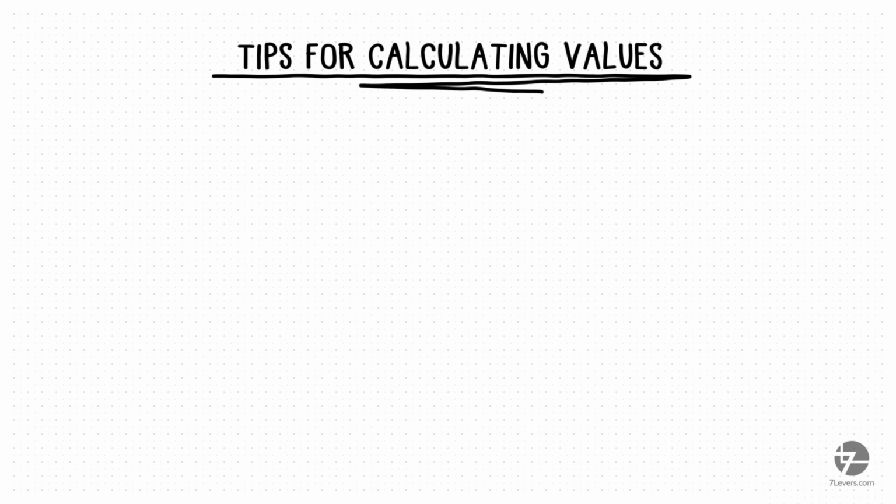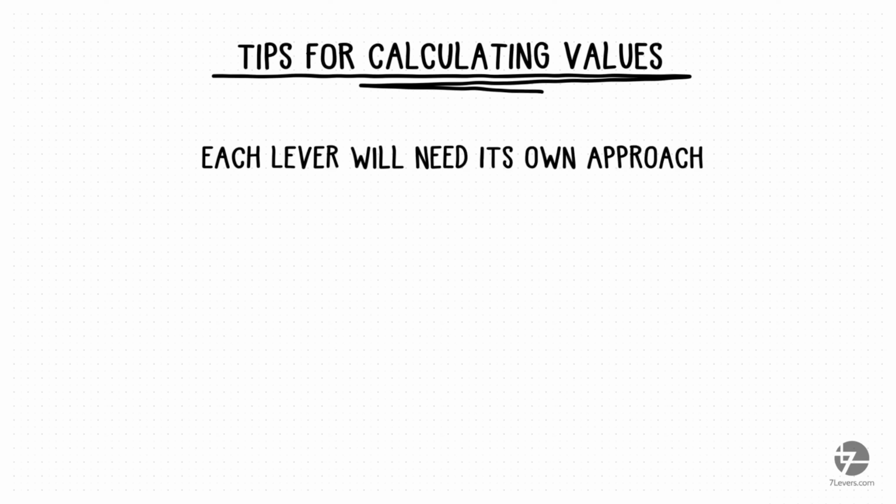Here are a few tips for calculating the values of each of your levers. The first point is that you should work systematically through each lever in turn. Each lever will need its own approach about what to measure and how to calculate the actual figure that we need to feed into the 7 levers final calculation. So each one of those is covered in a separate lesson, 1 per lever.